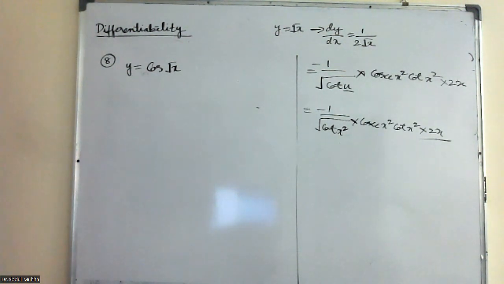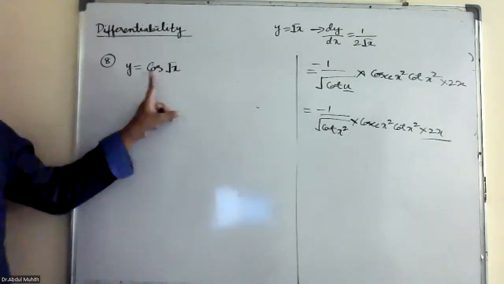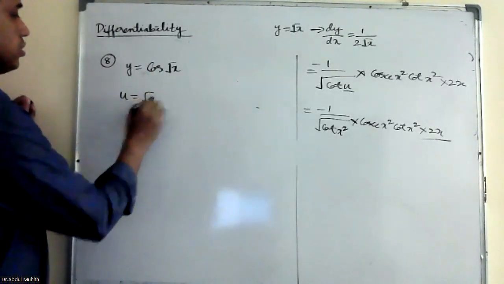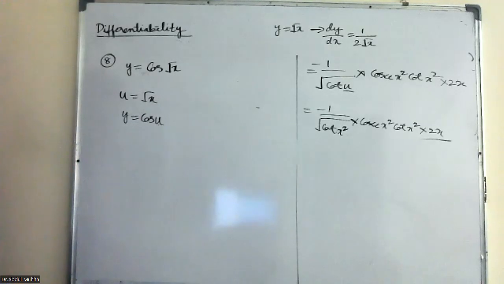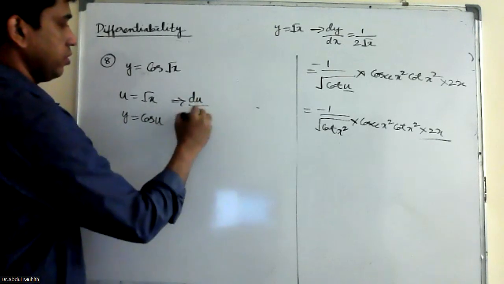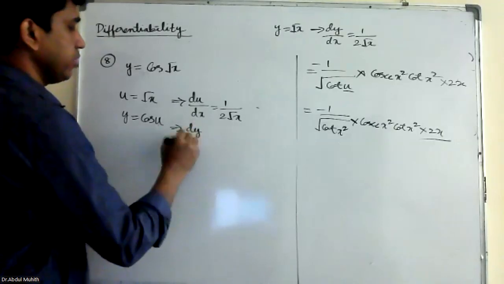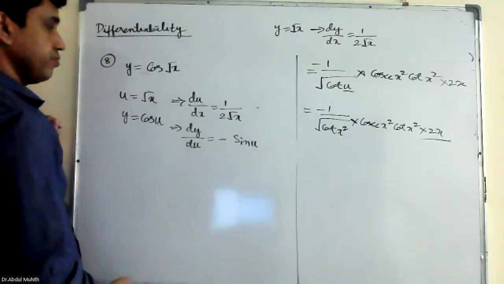Sir, here we can take u as root x and y as cos u, right? Yeah, you can take u. See here we have to take u is equal to root x, and y will become cos u. Then after that, you can write it as du by dx, which will become 1 by 2 root x. And dy by du will become minus sin u. Yes, okay, got it.